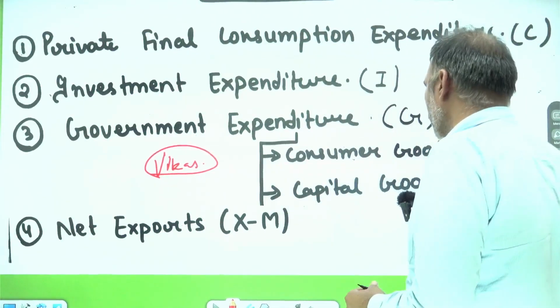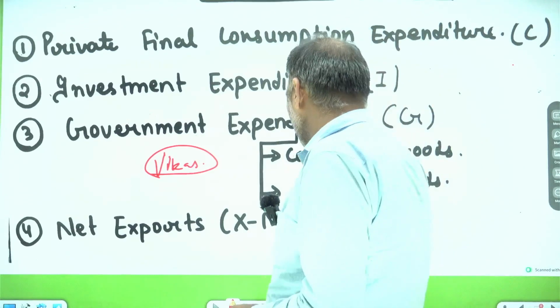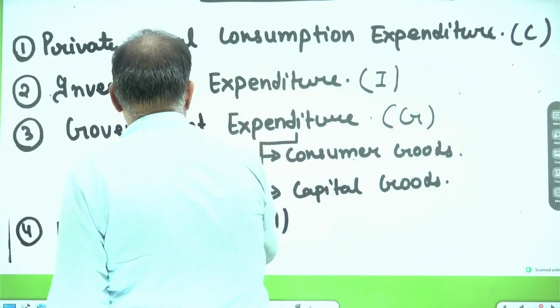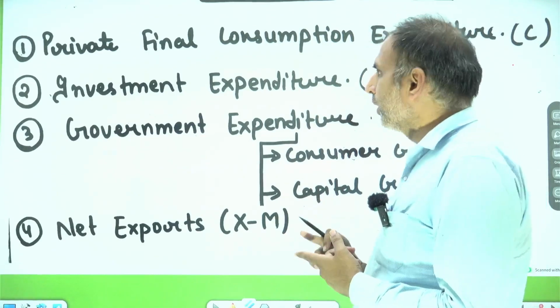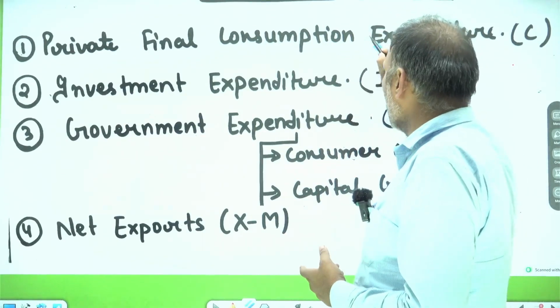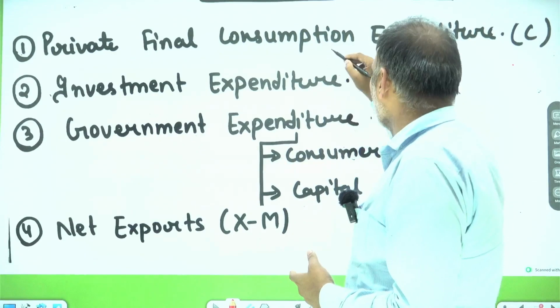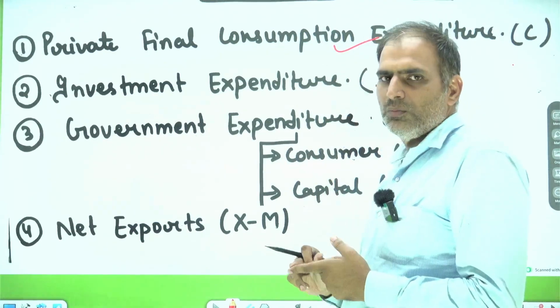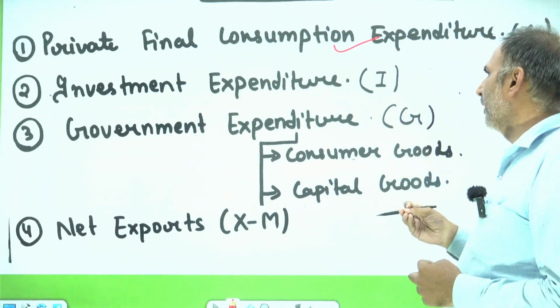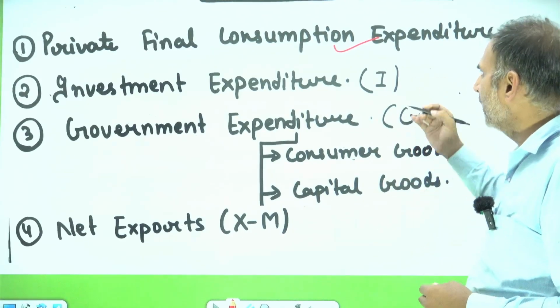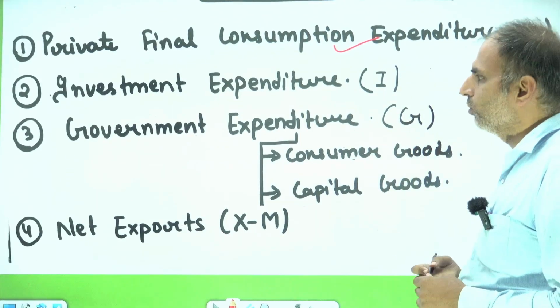So what are the components? We can take it in this time. This is the topic we have taken. The first topic is private final consumption. Everybody knows that. Private final consumption means the households are taking goods for their personal consumption.